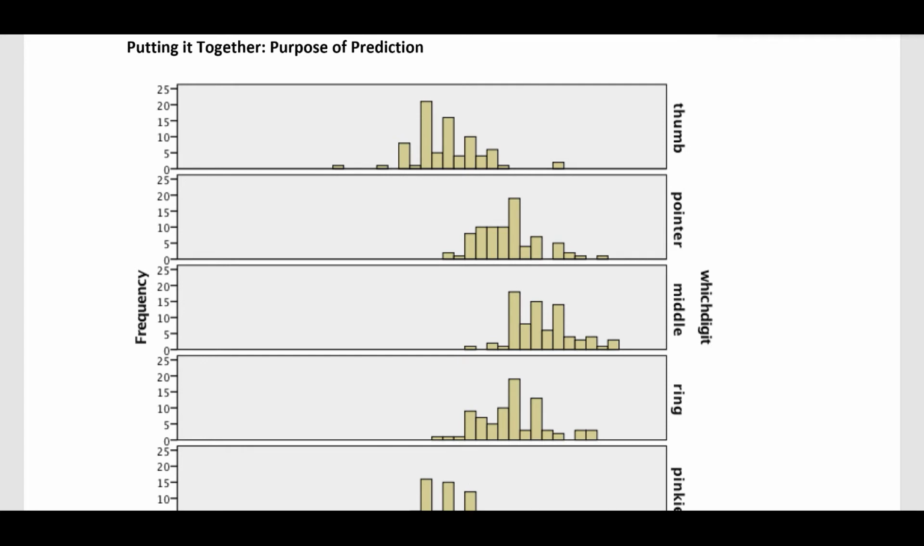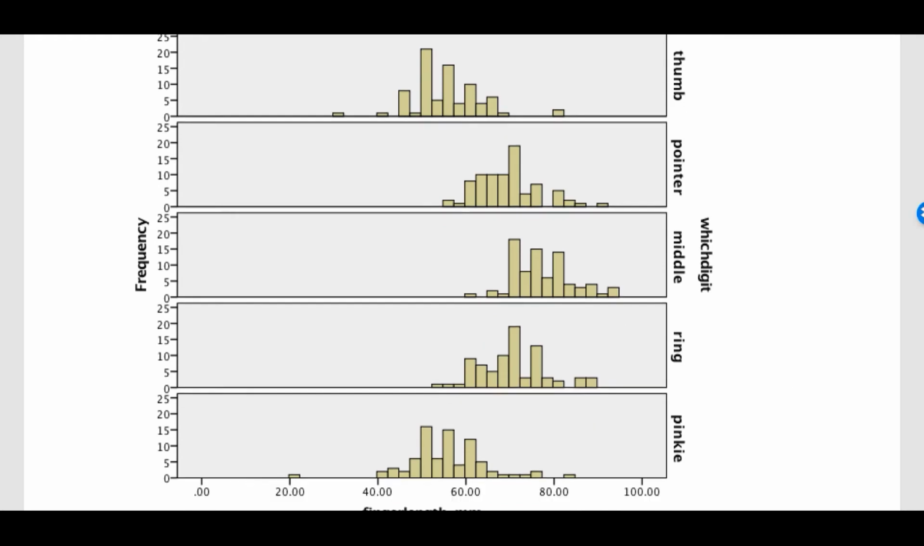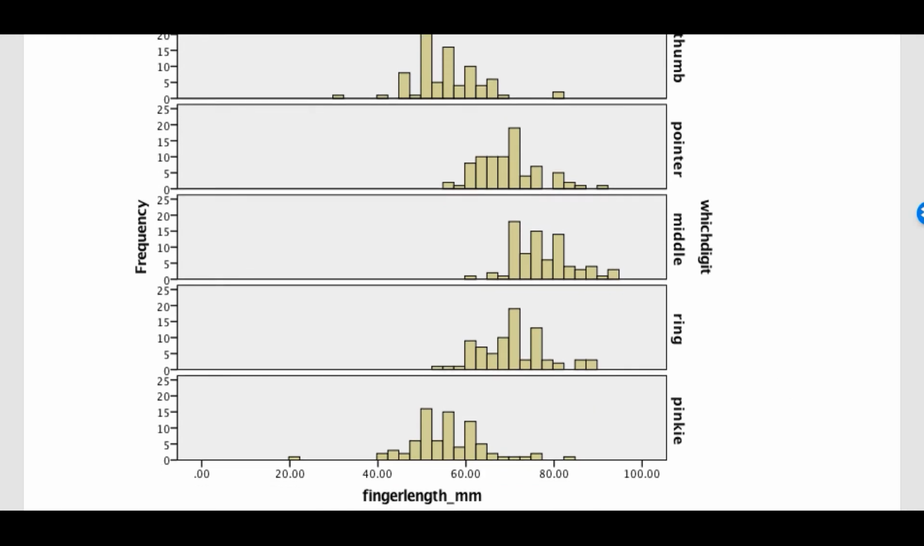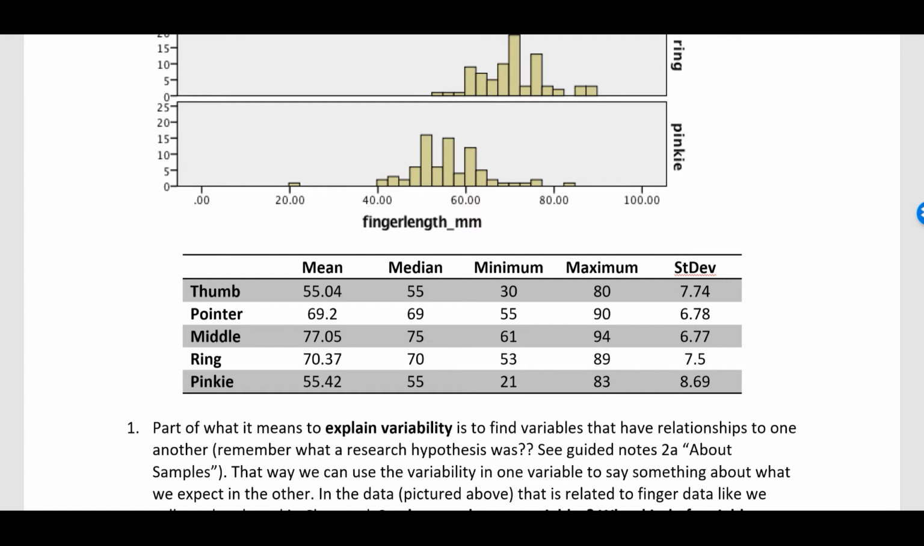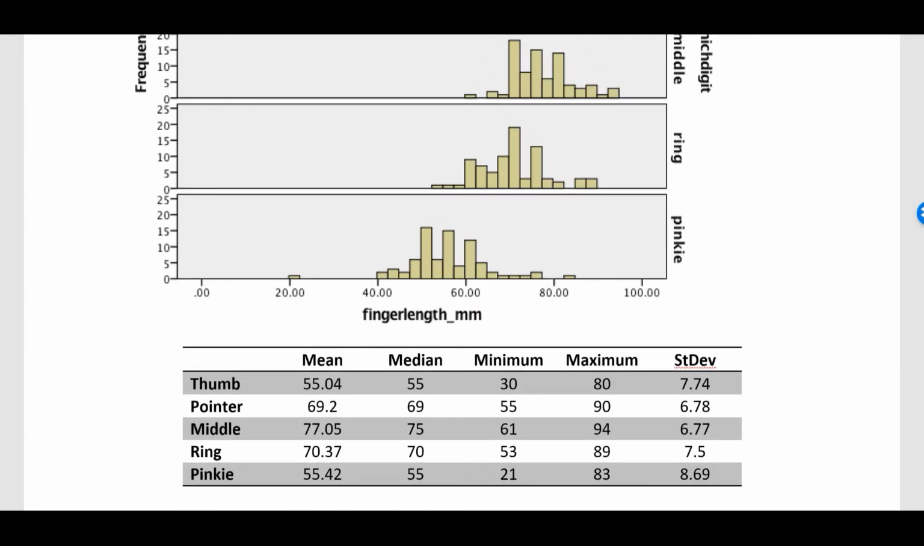Okay, so now we'll start taking those components like shape, center, and spread and start putting them together for the purpose of prediction. So we have a histogram here displaying finger length, and this is split into which digit, and then just below it we have some data. So part of what it means to explain variability is to find variables that have relationships to one another. That way, we can use the variability in one variable to say something about what we expect in the other.